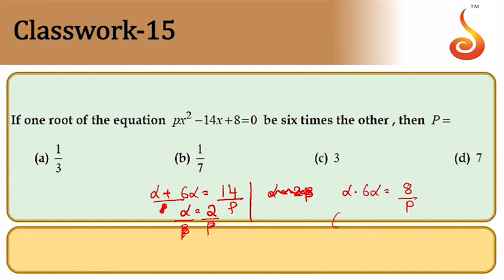Perfect. Now, what is the product of roots? Alpha into 6 alpha equals 8 by p. Alpha is already calculated as 2 by p. So 6 into 4 by p square is equal to 8 by p. So p will cancel, 8 will cancel, and you get p equal to 3. This implies p equal to 3.